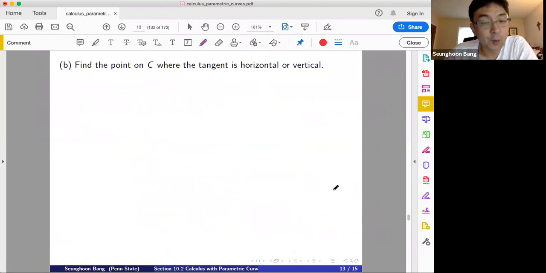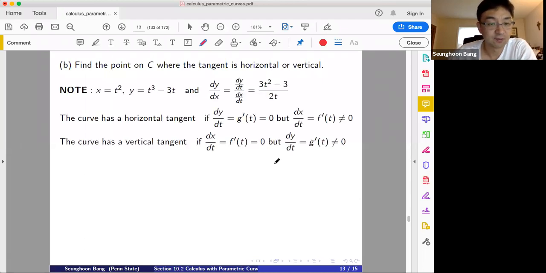Next, find the points on C where the tangent line is horizontal and vertical. So we can use this idea, like my previous calculation. When does the curve have a horizontal tangent line? g prime of t equals 0 and f prime of t is not equal to 0. What's the first one? Only dy/dt equal to 0, the top one equal to 0. We have 3t squared minus 3 equal to 0. One more: dx/dt is not equal to 0. The bottom is non-zero, 2t is non-zero. So we can solve this one.